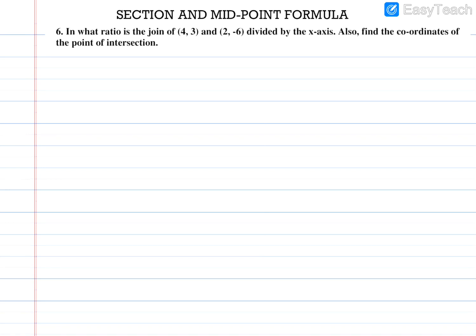Sum number 6. They are asking in what ratio the join of 4, 3 and 2, minus 6 is divided by the x-axis. So I'll draw the line first. I'll mark this as A (4, 3) and B (2, minus 6). Let it be divided by the x-axis at P. So I will write P(x, 0), because cut by the x-axis means the y coordinate is 0.